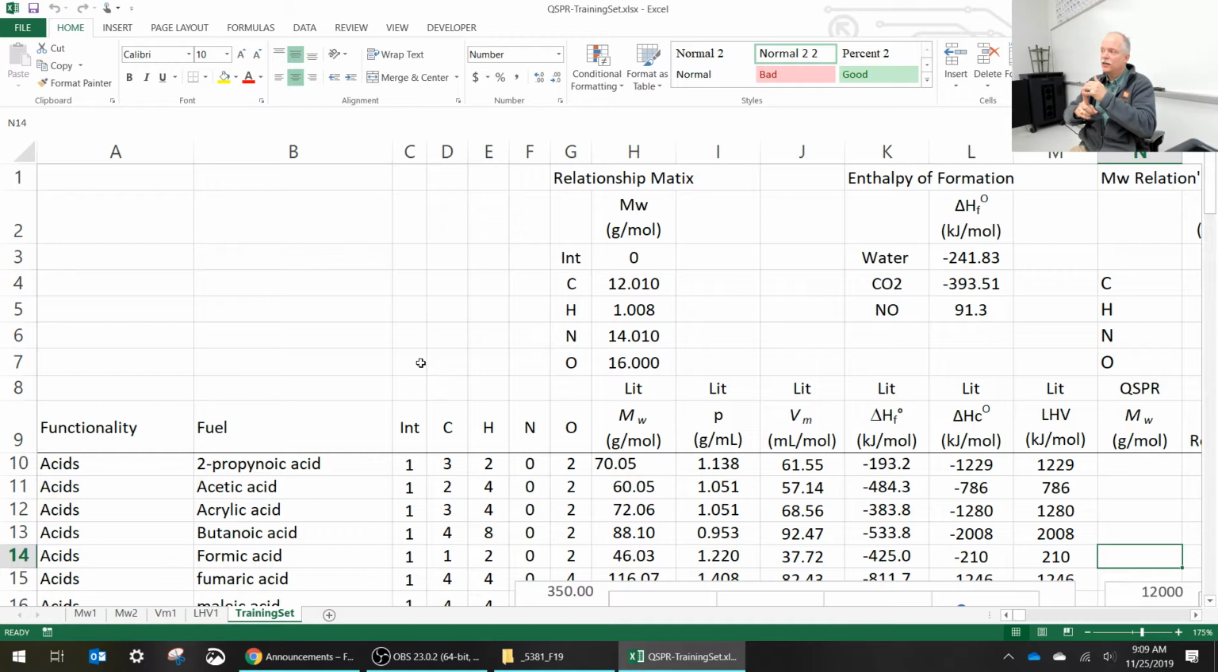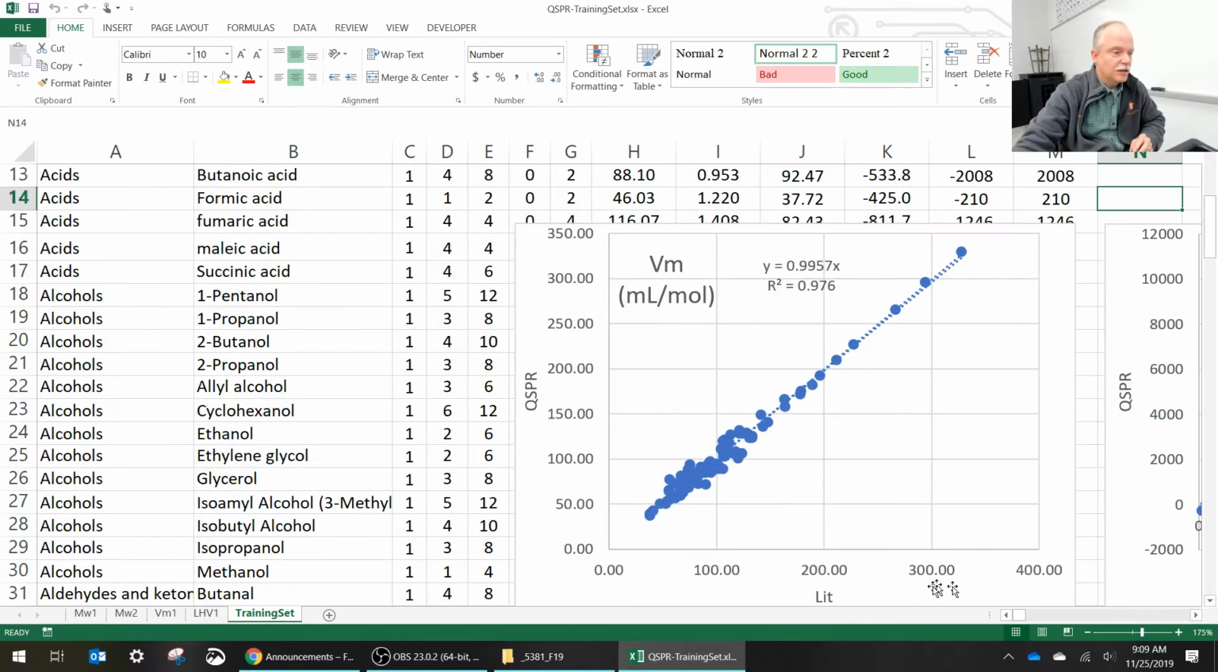And it was pretty good. Here's the molar volume QSPR. Our model is on the y-axis. The literature values are on the x-axis that are determined from the molar mass and the density. Over here is the lower heating value. It's even better. Wider range of values. And so these are our relationship matrices that we solved for.